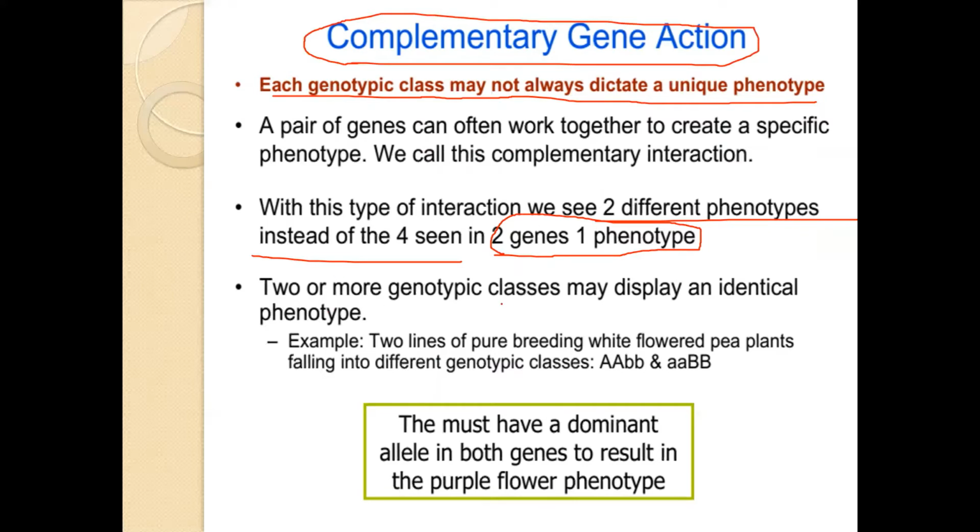Two or more genotypic classes may display an identical phenotype. Example: two lines of pure breeding white flower pea plants falling into different genotypic classes, capital A, small b, capital A, small b, and small a, capital B, small a, capital B. They must have a dominant allele in both genes to result in the purple flower phenotype.